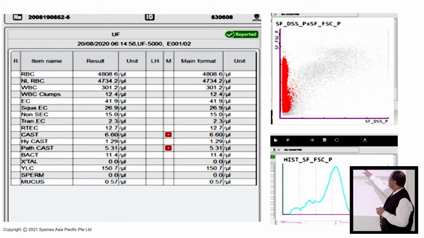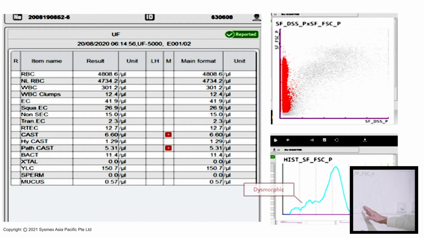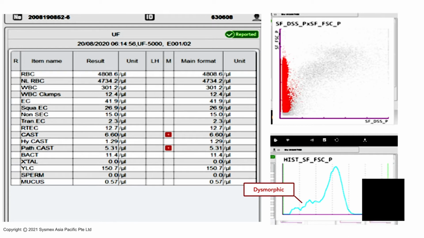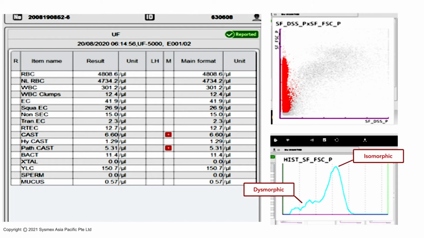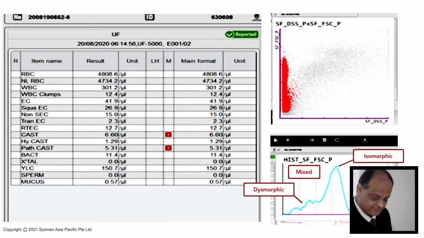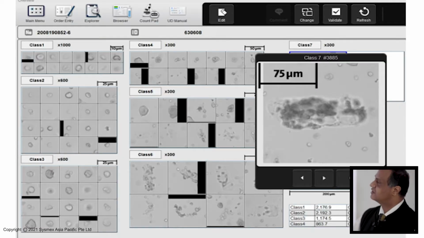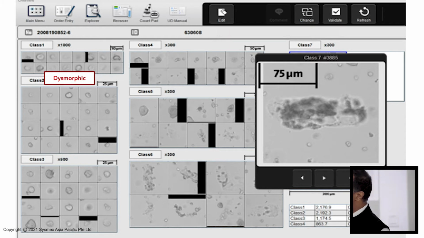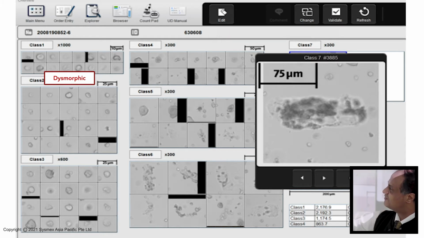This is the scatter plot which shows the red blood cells. Now, if you see the histogram, you have mixed RBCs, but predominantly they are dysmorphic RBCs. You also have a spike in isomorphic. You can call this mixed, but I would label this as more towards the dysmorphic RBCs itself. In the urine analysis UD images, you have beautiful pictures of the dysmorphic RBCs in class 2 mixed with the isomorphic RBCs.